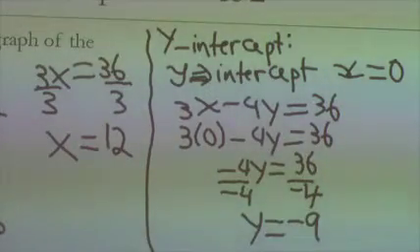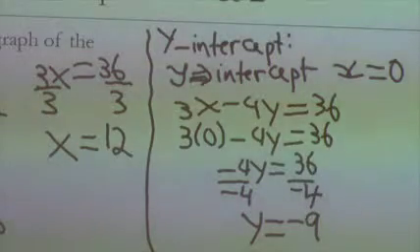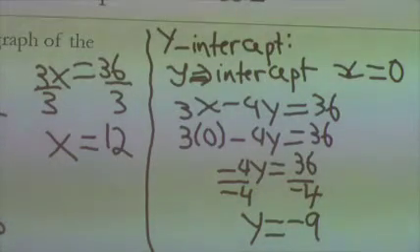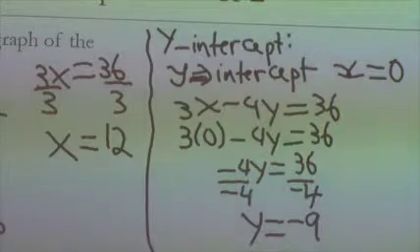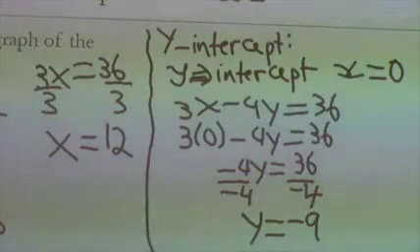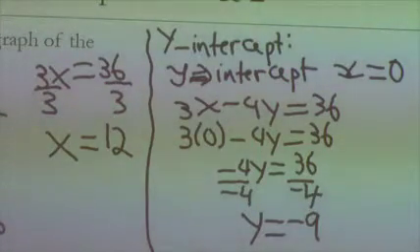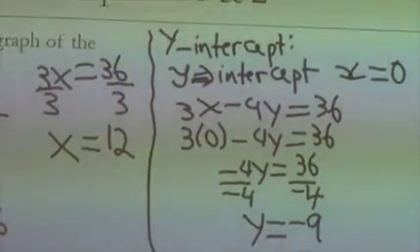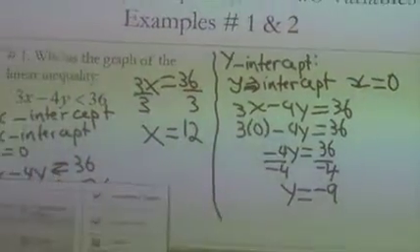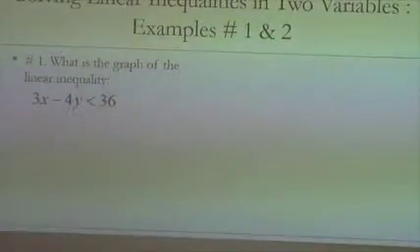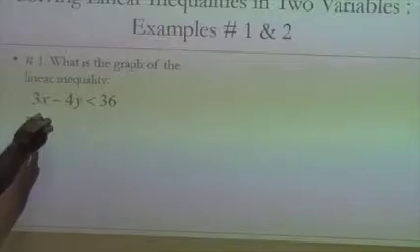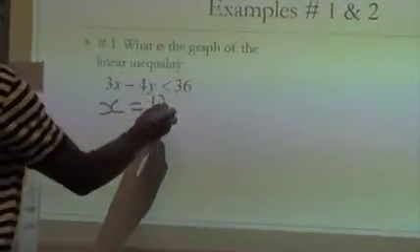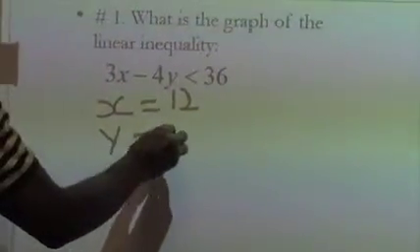So now I have my x-intercept of 12 and my y-intercept of -9. Let's remember that. We're going to clear this up, but remember that our x-intercept is 12 and our y-intercept is -9. So let's go. X-intercept was 12, y-intercept was -9. So let me just draw my plane here.